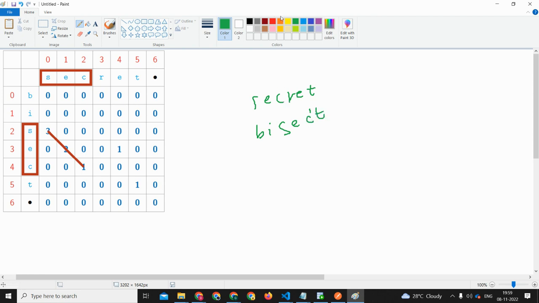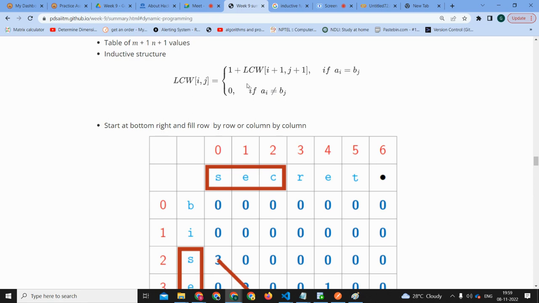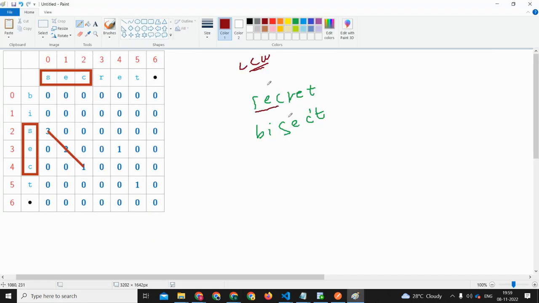So what is the common subword? LCW, right? Longest common subword. In this case, it is SEC, right? And there is something else, longest common subsequence, which is SEC and T is also there. Am I right, Uma? No, sir, this is common subword.